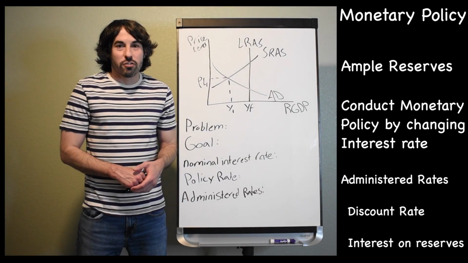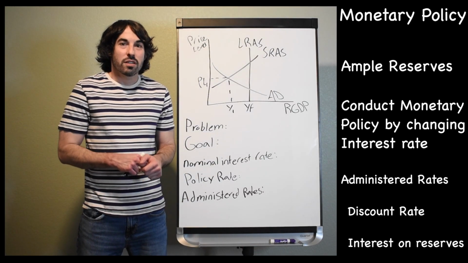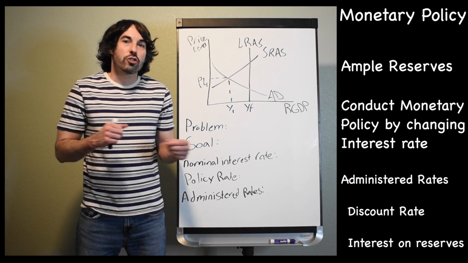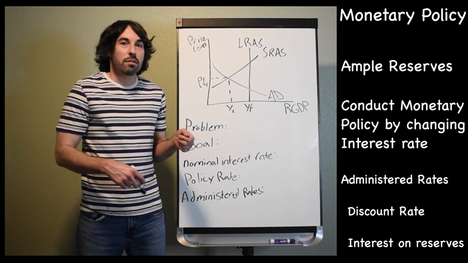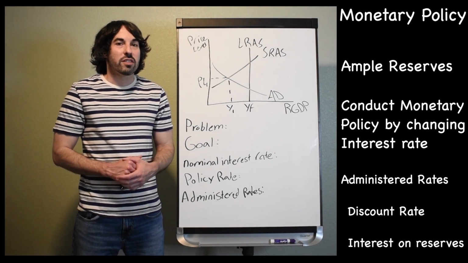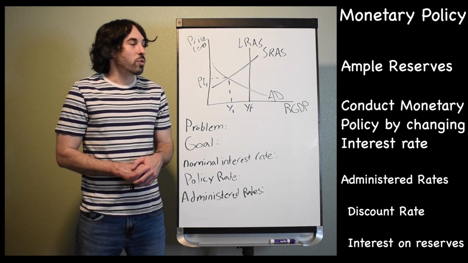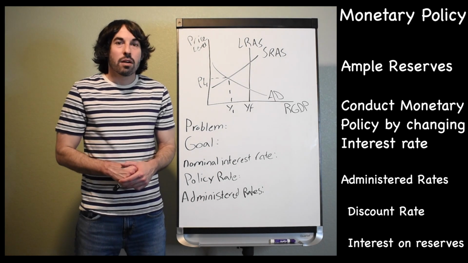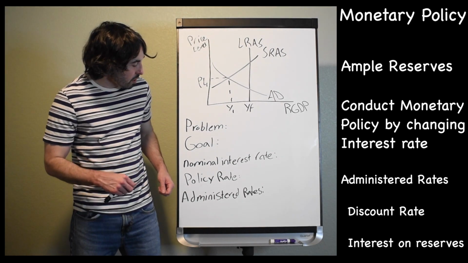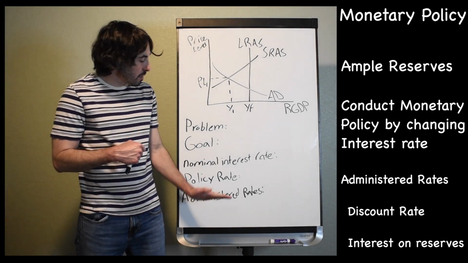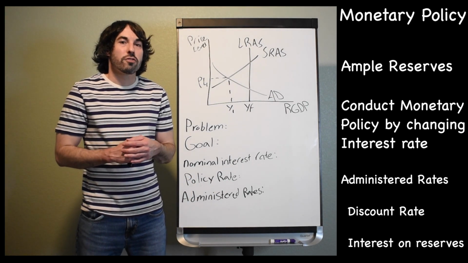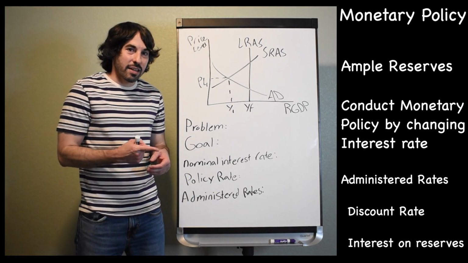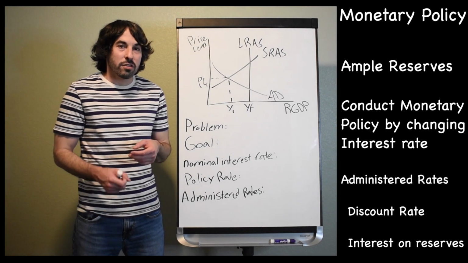First and foremost, let's just remember how ample reserves work. This is a situation where there's so much money in the banking system that increasing the money supply, like buying bonds, no longer does anything to the nominal interest rate. So instead, to fix output gaps, we're going to have to change what we call the policy rate. And the policy rate is made up of the Fed's administered rates. Those are the interest rates that the Federal Reserve straight up controls. That's the discount rate and the interest on reserves.